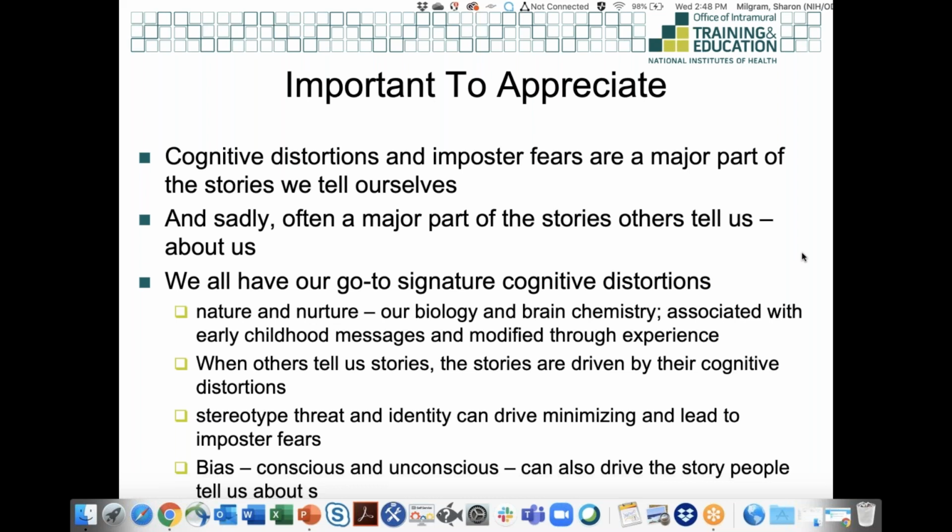But when I started teaching this material, I realized just how much I catastrophize. And then I started trying to understand it, and I appreciate that I sort of grew up in a household that catastrophized a lot, right? So we get these messages from childhood, and we hold on to the distortions that we hear about. Now, when others tell us stories, the stories they tell us are driven by their cognitive distortions. So if they catastrophize, they're going to tell us a catastrophizing story.